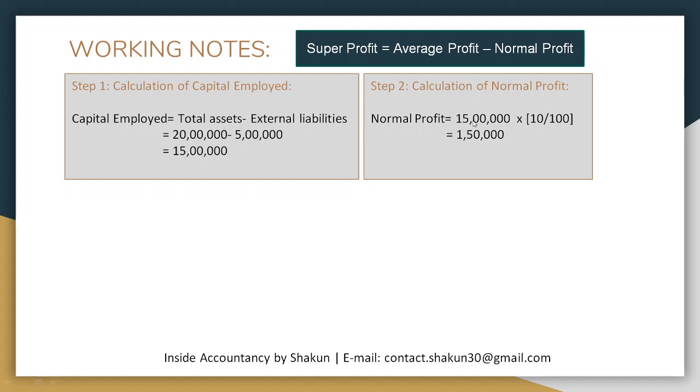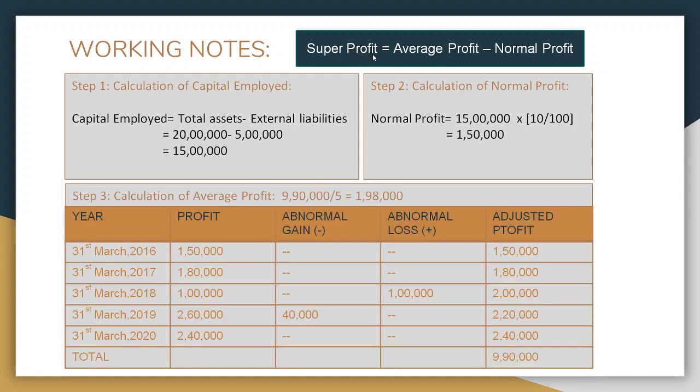Now this capital employed has to be multiplied by the normal rate, which again was given in the question, 10%. So 15 lakh into 10%, 1,50,000 is the value of your normal profit. So we have calculated the normal profit which was needed to calculate the super profit. The next step would be the calculation of average profit.